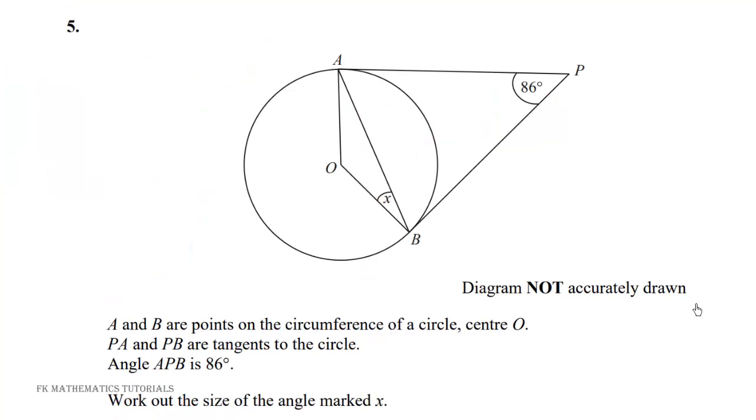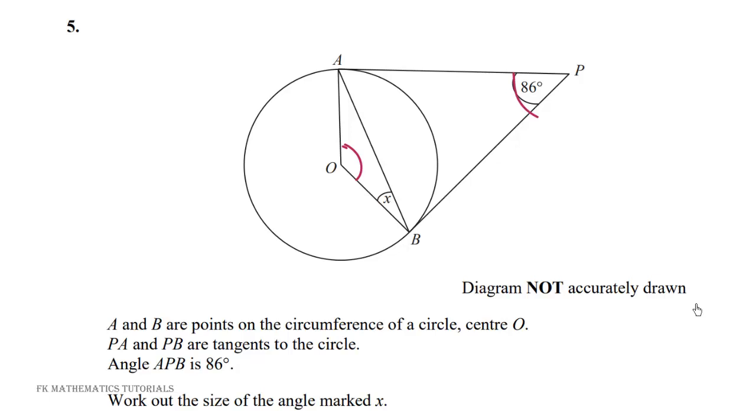A and B are points on the circumference of a circle, center O. PA and PB are tangents to the circle. Angle APB is 86 degrees. Work out the size of angle X. We have to get this angle here. This angle will sum up with the 86 to give us 180 degrees.